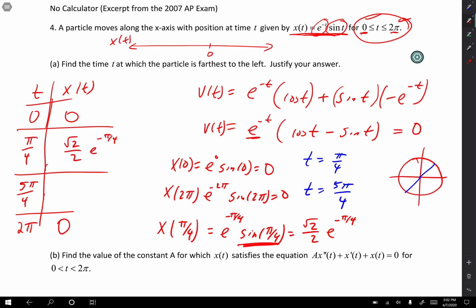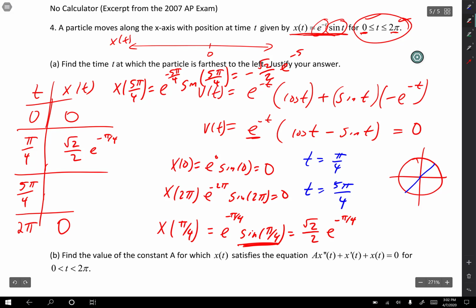Let me do x of 5 pi over 4. X of 5 pi over 4 is e to the negative 5 pi over 4, which in magnitude, well, who knows what that number is. But we know what this number is, sine of 5 pi over 4. That's going to be a negative, guys. Negative square root of 2 over 2, e to the negative 5 pi over 4. This e to the negative 5 pi over 4 is always positive. But because I have a negative in the front, that means the whole expression is negative. So this one's negative. So you're furthest left at 5 pi over 4.